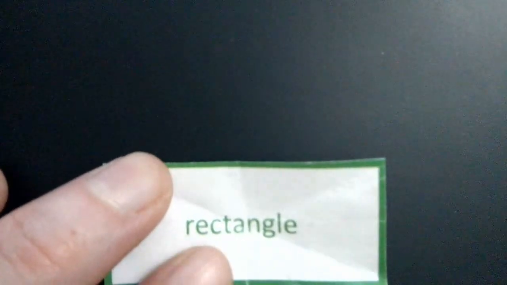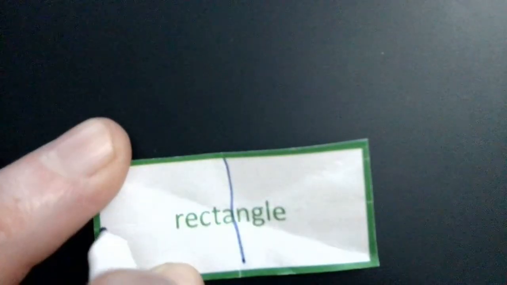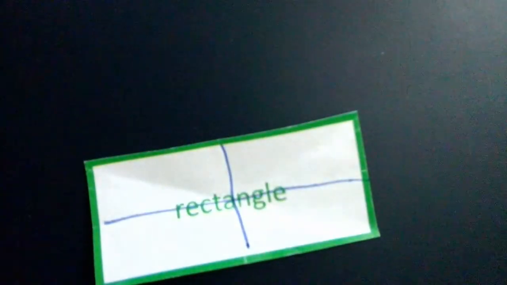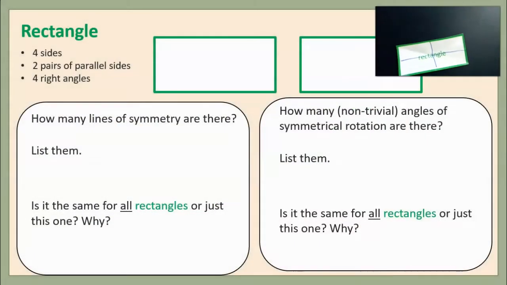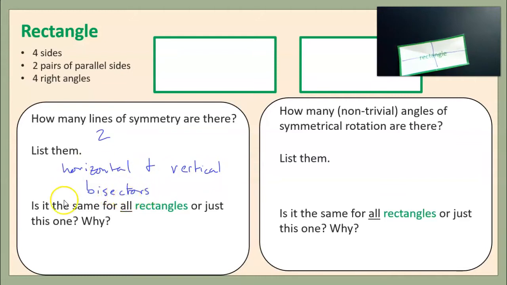Diagonals are not lines of reflection for a rectangle. The only lines of reflection for a rectangle are the horizontal and vertical bisectors. So let's record that. There are only two lines of symmetry for a rectangle, and they are the horizontal and vertical bisectors. And in just a second, we'll come back to this question. Let's look at our rotational symmetries first.